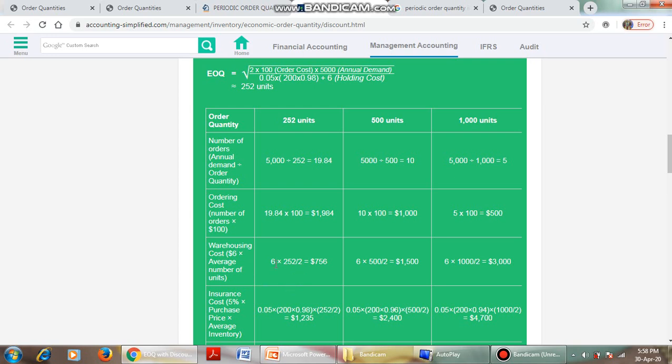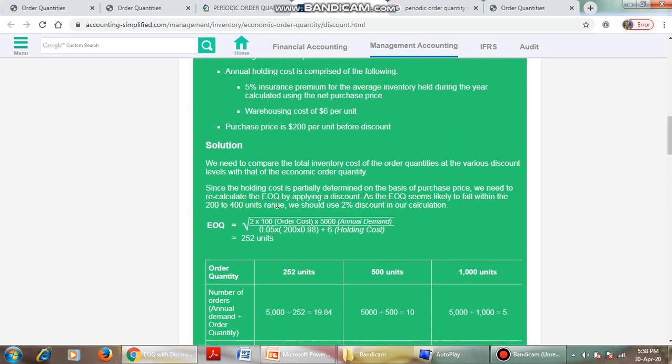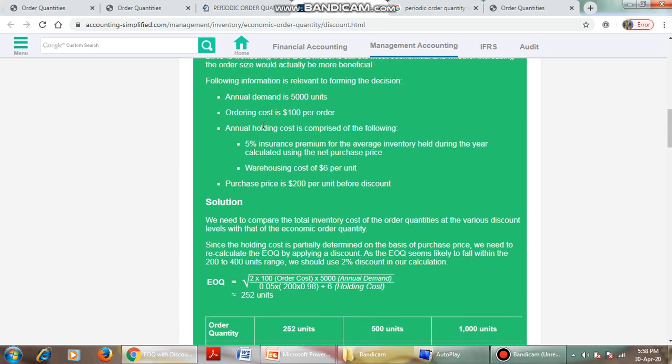Then the warehouse cost. What is the cost for the warehouse? It is 6, 6 into the average. What is the average here? 252 by 2 is the average. So 6 into 252 by 2, you get 756. 6 into 500, 500 by 2 is the average, so you will get 1500. Then 6 into 1000 by 2, where 2 is the average. What is the 6 here? It is clearly mentioned here: 6 is our warehouse holding cost.